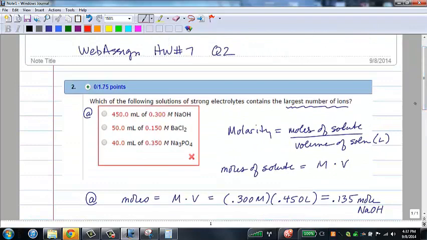So even though these other 2 solutes break apart into more pieces, the barium chloride breaks apart into 3 pieces and the sodium phosphate breaks apart into 4 pieces, the sheer volume of this first solution means that it's going to have the most ions floating around in it. So the answer to that one is A. Okay, thanks.